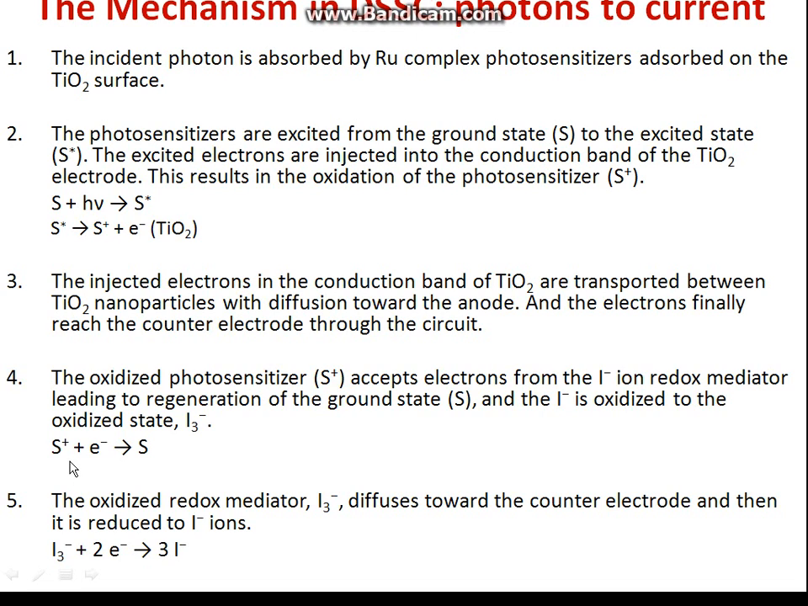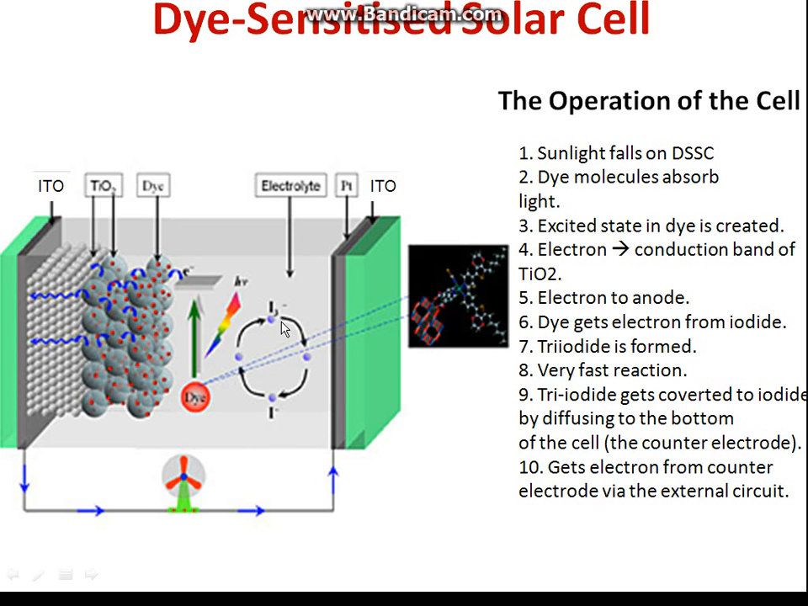Now this S+ moiety wants to go back to its original state, that is S, and for that to happen, it needs an electron. And that electron comes from this iodide triiodide redox mediator. The iodide moiety loses an electron to form triiodide. This electron lost is taken up by S+, and then it goes back to its ground state, forming the photosensitizer in its ground state.